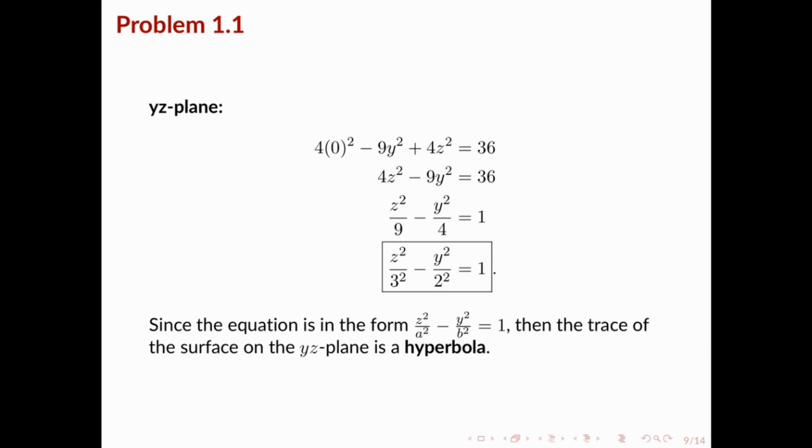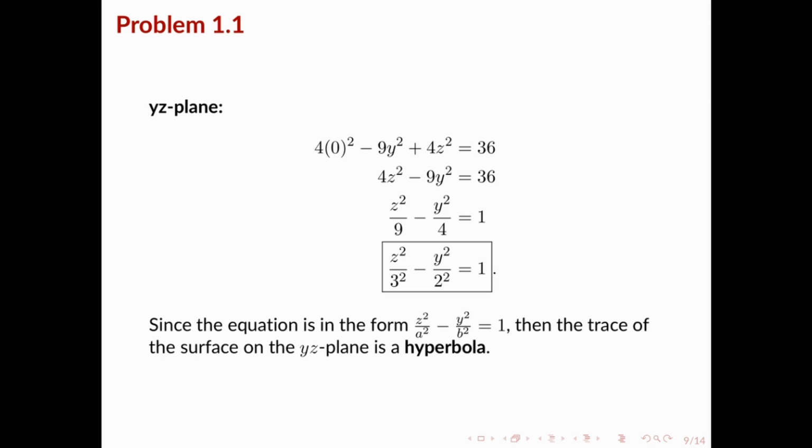Now let's move on to the yz plane. So the yz plane has the equation x equals 0. So once again, all we need to do is just put x equals 0 into our original equation, and we replace all the x's with zeros. This gives us negative 9y squared plus 4z squared equals 36. We can move the variables around again so that the z comes first, and we get 4z squared minus 9y squared equals 36, which is still the same equation.